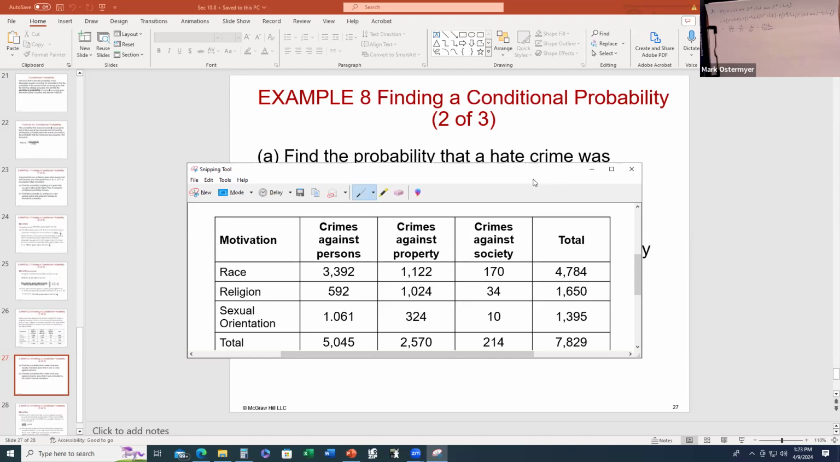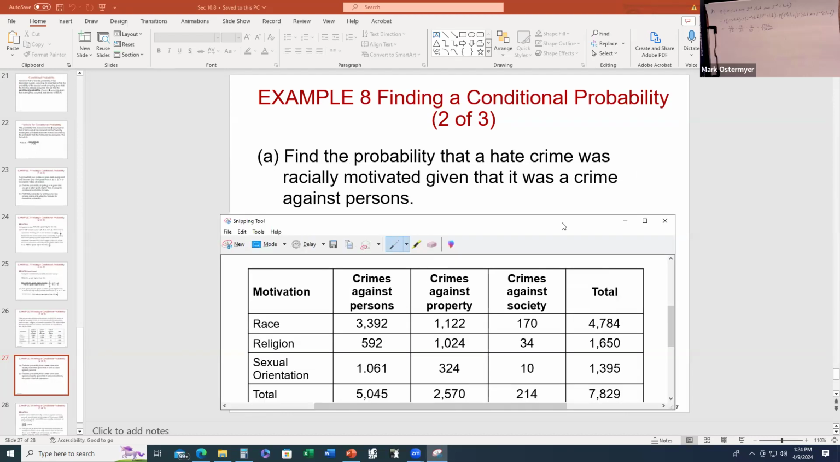You do part A, all right? Everybody do A for classwork number 3 here. Find the probability that a hate crime was racially motivated, given that, I'm going to give you a hint on this problem, given that it was a crime against a person. I'll tell you what, I'll do this one and I'll have you do B for classwork.